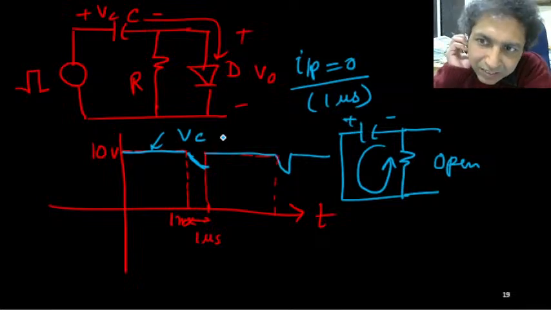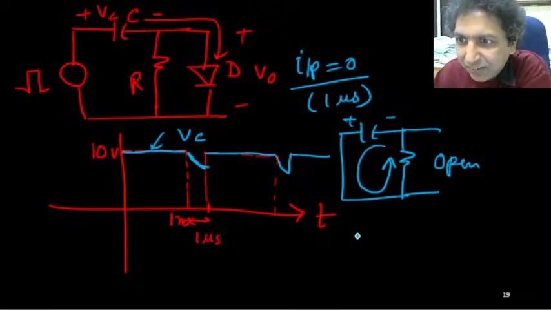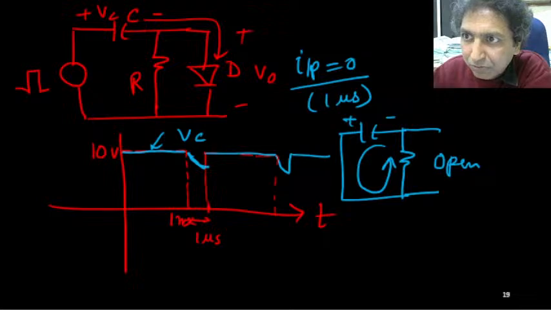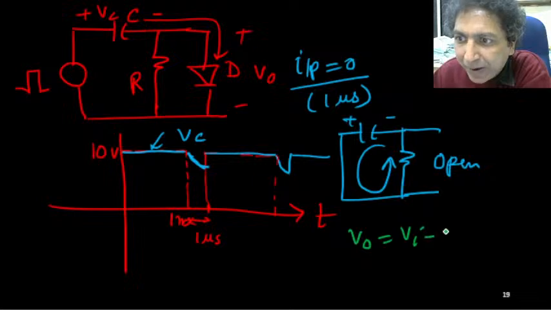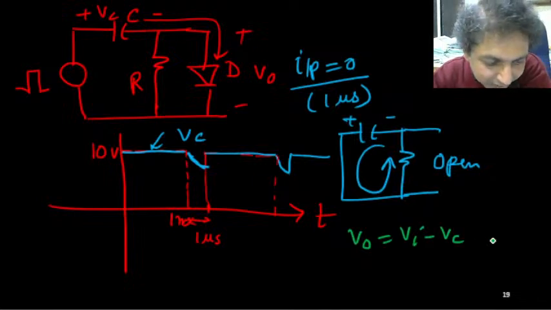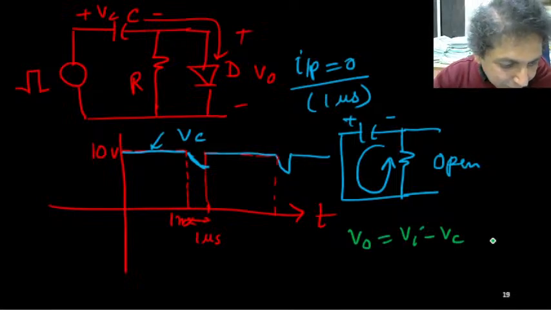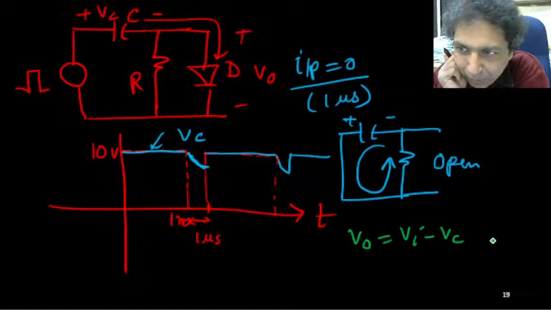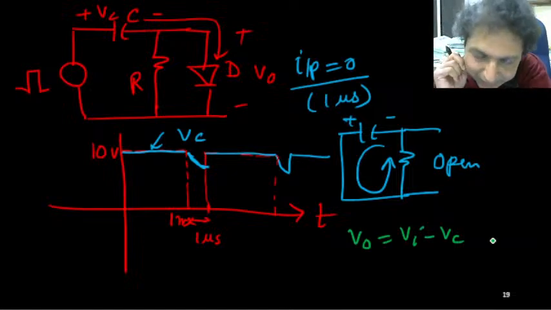Now can you draw the V naught? So what is V naught? Can you see the V naught? This is interesting. So V naught is actually input voltage minus Vc. We need to subtract. So can you tell me what is the output voltage during the first 1 millisecond? Anyone please? What is the output voltage across the diode during the first 1 millisecond?